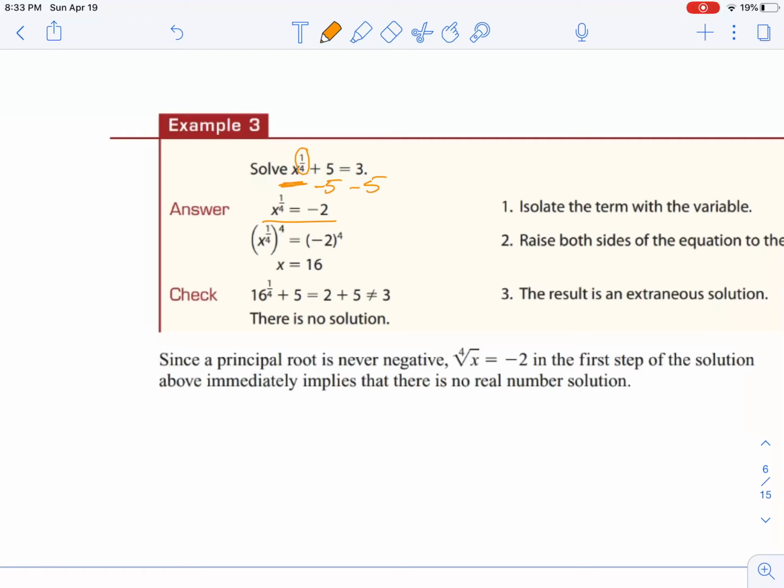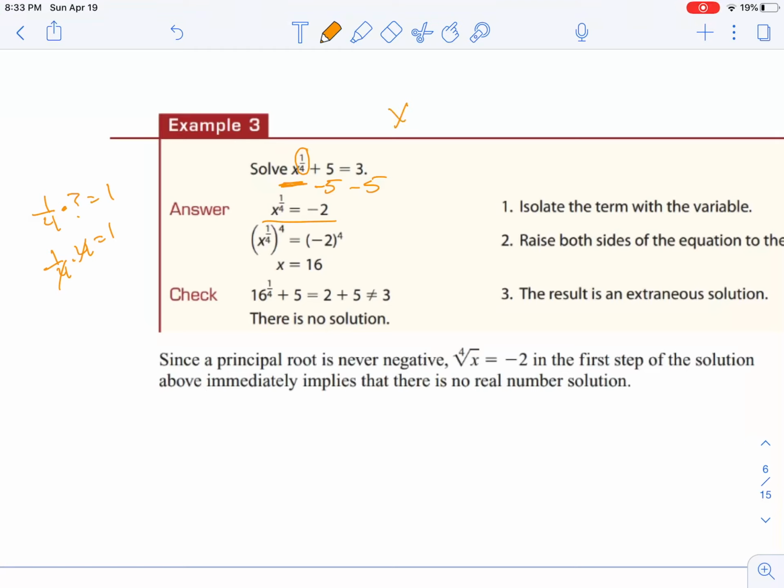So x to the 1/4, if we raise that to the 4th power, think about it this way. 1/4 times what equals 1? Because we want that just to be x to the 1. Well, 1/4 times 4 equals 1 because they'll cancel. So we're just going to raise that to the 4th power.